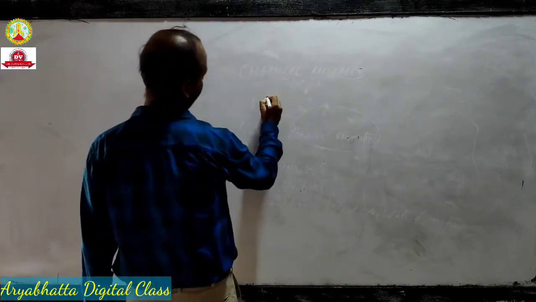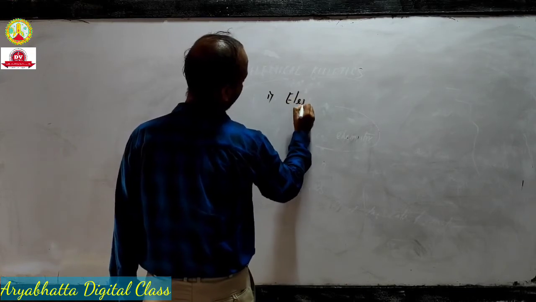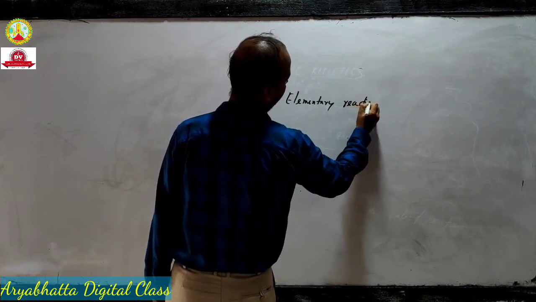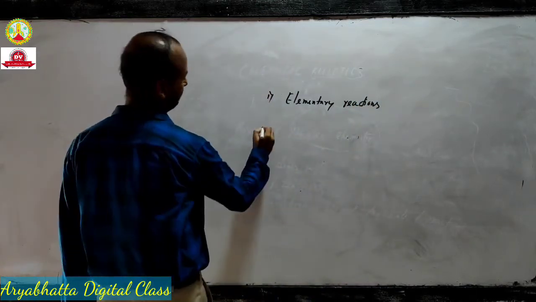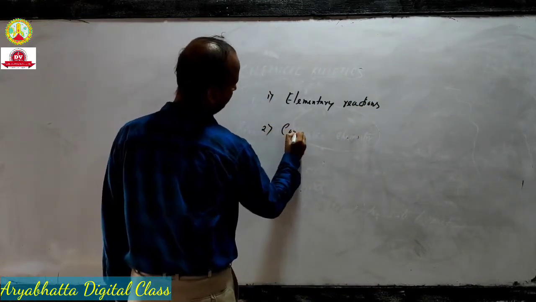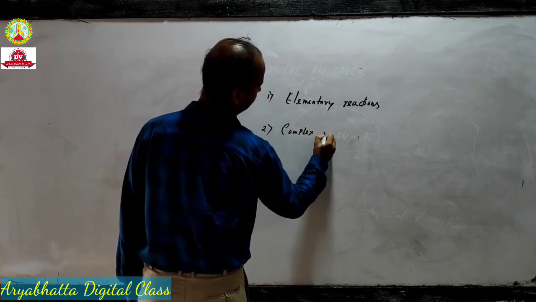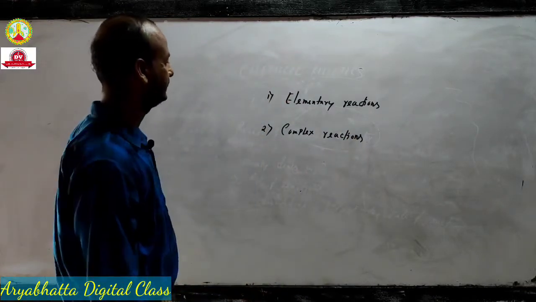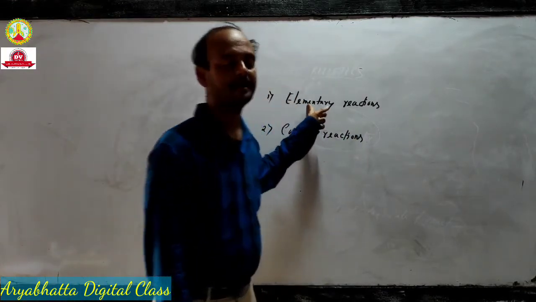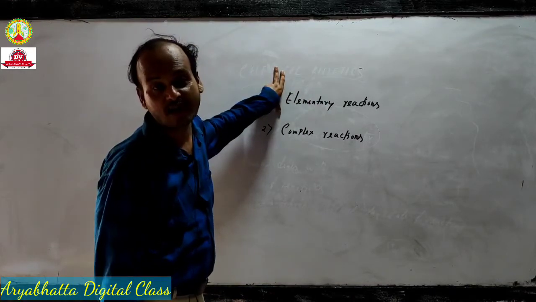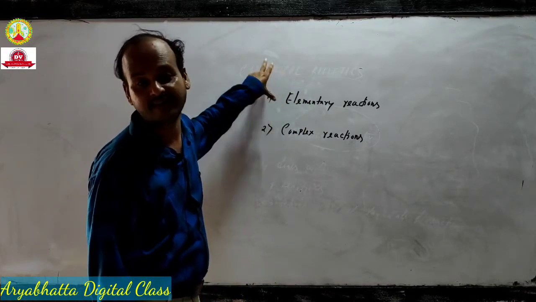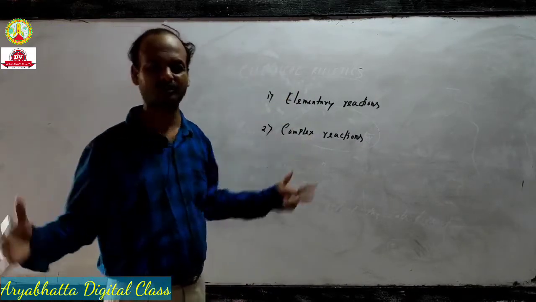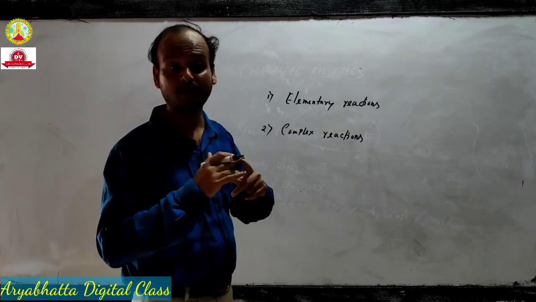Number 1, these are elementary reactions. Number 2, complex reactions. The first one is the elementary reaction. This is nothing but a reaction which occurs in a single step. Means, if a reaction occurs in a single step, this is called an elementary reaction.